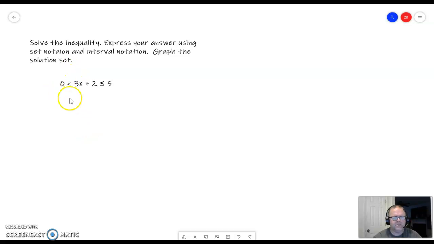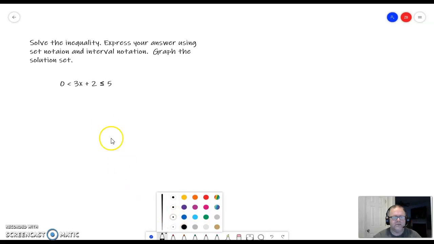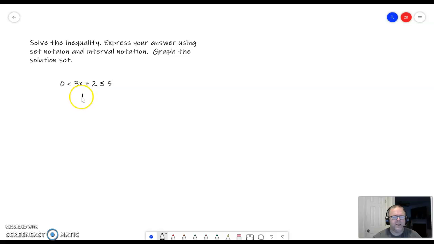In order to start solving this, the first thing I want to do is subtract 2 from each of our 3 parts, right? Because these inequalities break it into 3 different parts, and we need to subtract 2 from each part because we're trying to get this x term here by itself.